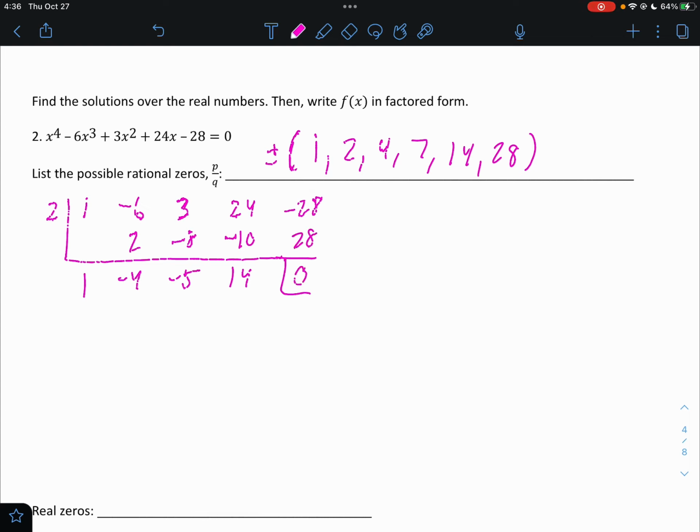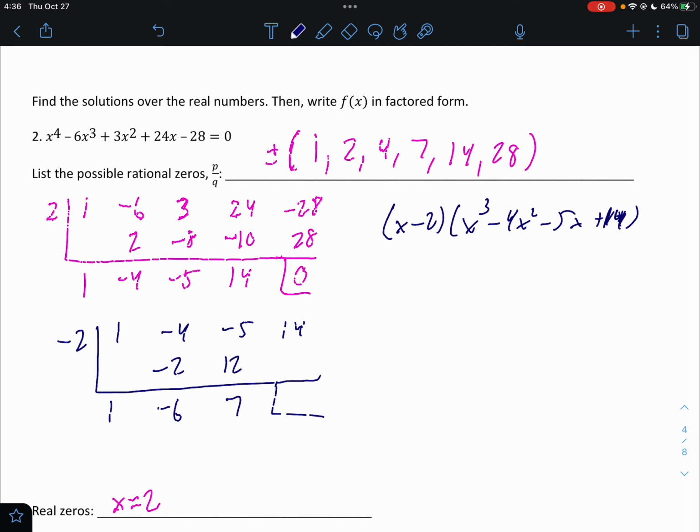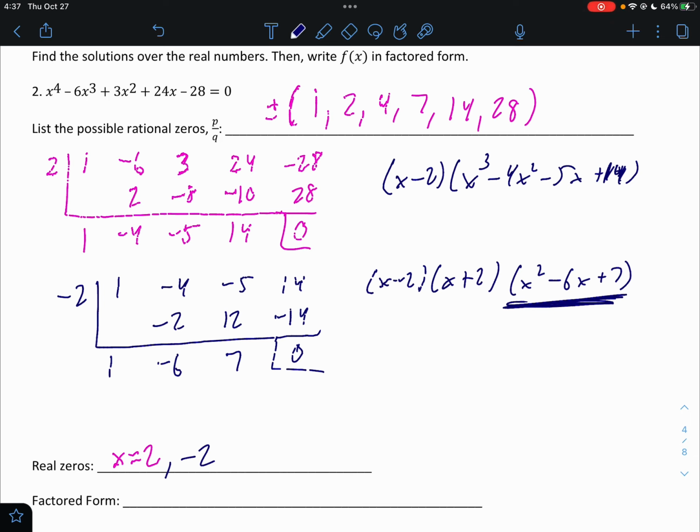So 1, -2, -6, 12, 7, -14, and 0. So now I can say it's x minus 2, x plus 2, x squared minus 6x plus 7. So x equals -2 is also a solution. So now our goal is to see what can our answers from here be. Can we factor that? We cannot. The only way would be +7, +1, or -7, -1, which is not going to give us -6.